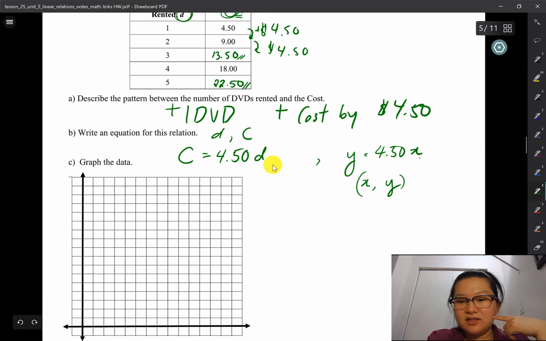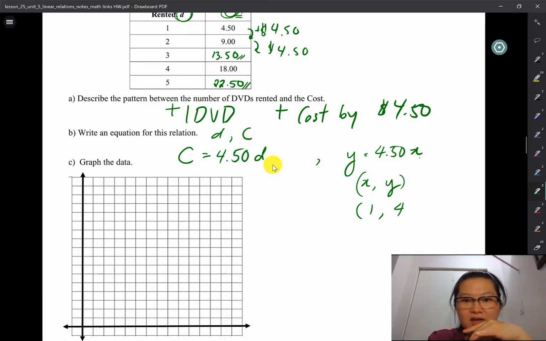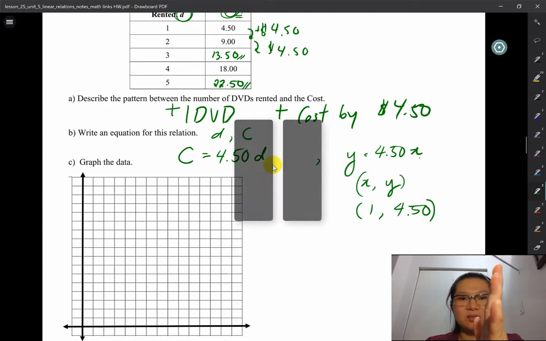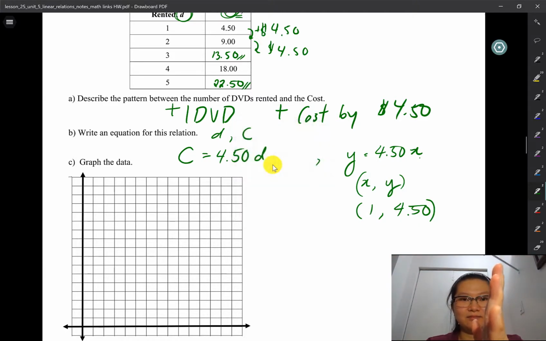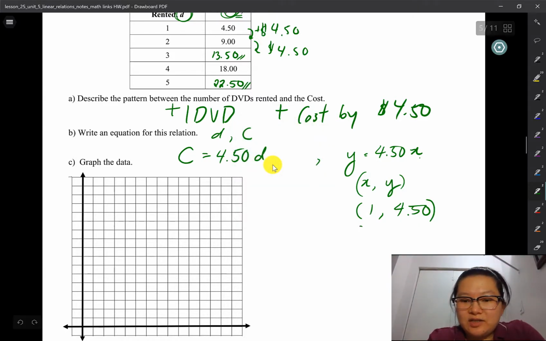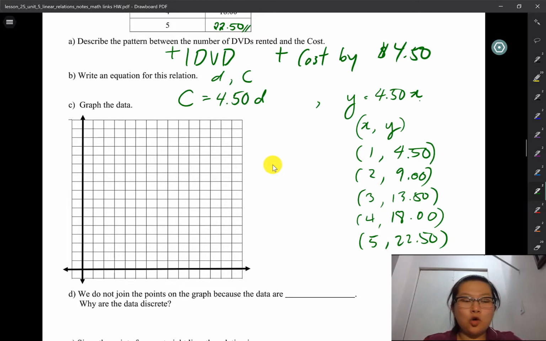So maybe this might be another chance for you to pause the video. I'm going to do the first one for you. So X, the first row is X equal to 1, which is my DVDs rented. Y here is 4.50. Why don't you do the rest of the coordinate pairs? Good time to pause the video. Okay, so I will just quickly jot these down. Okay, so here are our coordinate pairs.